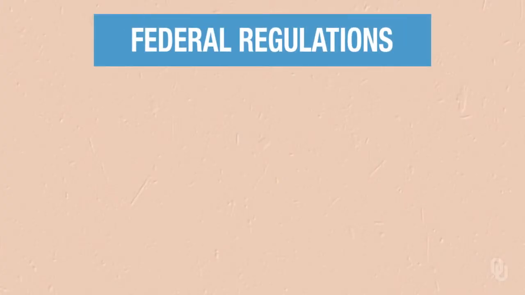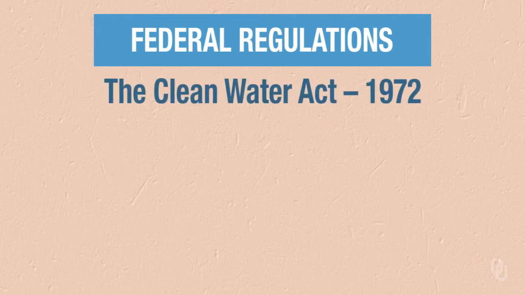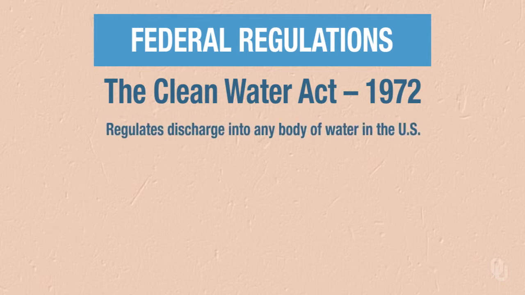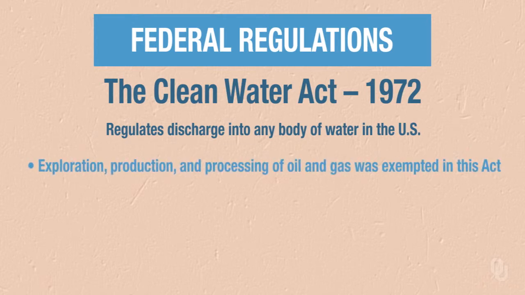The following are current federal regulations and how they apply to oil and gas operations. The first is the Clean Water Act of 1972. It regulates discharge into any body of water in the U.S. Exploration, production, and processing of oil and gas was exempted in this act.